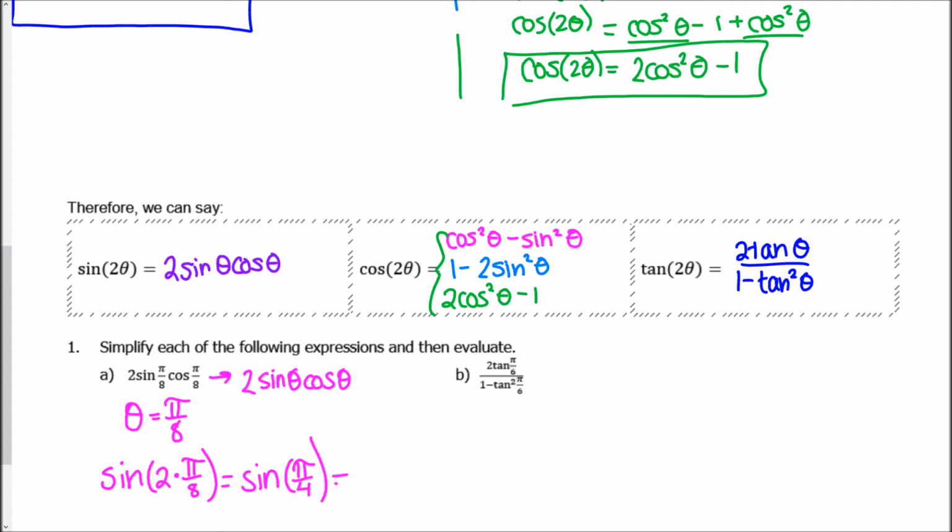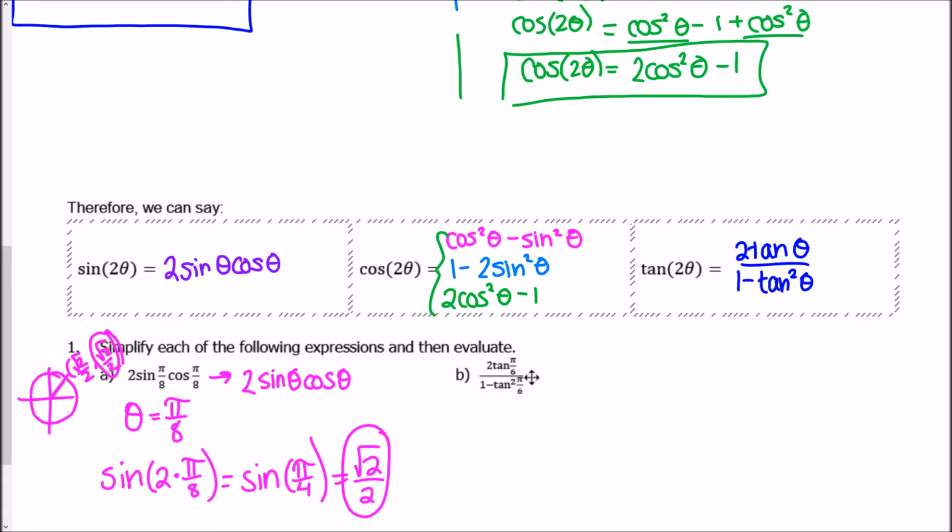So go back to our unit circle and look at where pi over 4 is. And if we look right here, our coordinate is at root 2 over 2, comma root 2 over 2, and sine is always y. So this answer here is simply root 2 over 2. Okay, all right, so now let's take a look at this next one right here. This says 2 tangent of pi over 6 over 1 minus tan squared of pi over 6.